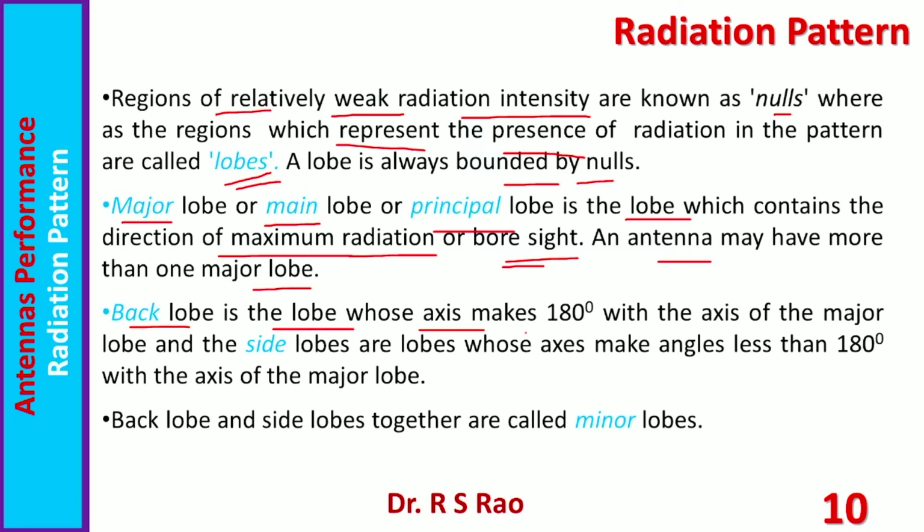A back lobe is the lobe whose axis makes 180 degrees with the axis of the major lobe, and side lobes are lobes whose axes make angles less than 180 degrees with the axis of the major lobe. Back lobe and side lobes together are called minor lobes. So major lobes, minor lobes. Minor lobes usually indicate the wastage of energy. They are unwanted. The major lobe is usually one, but sometimes one can have more than one or two.